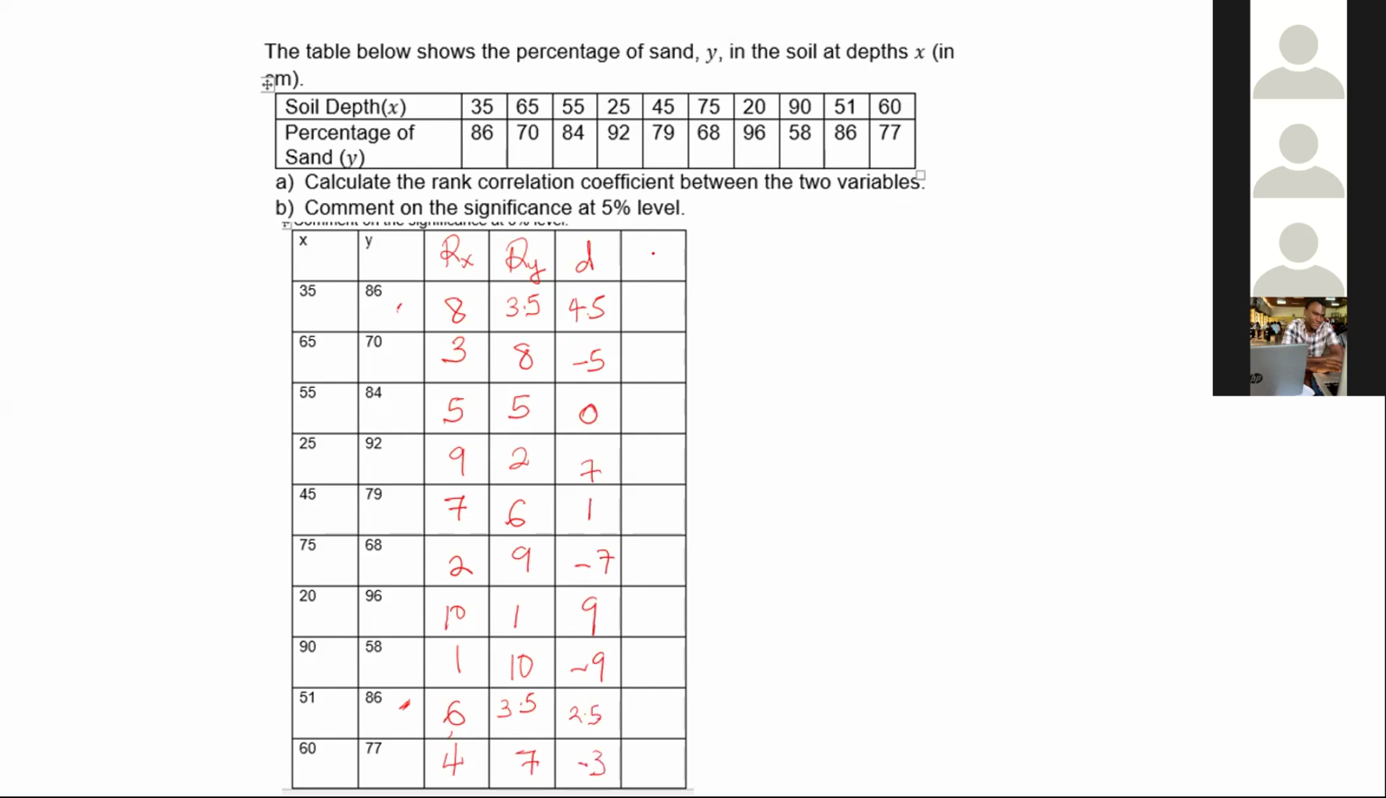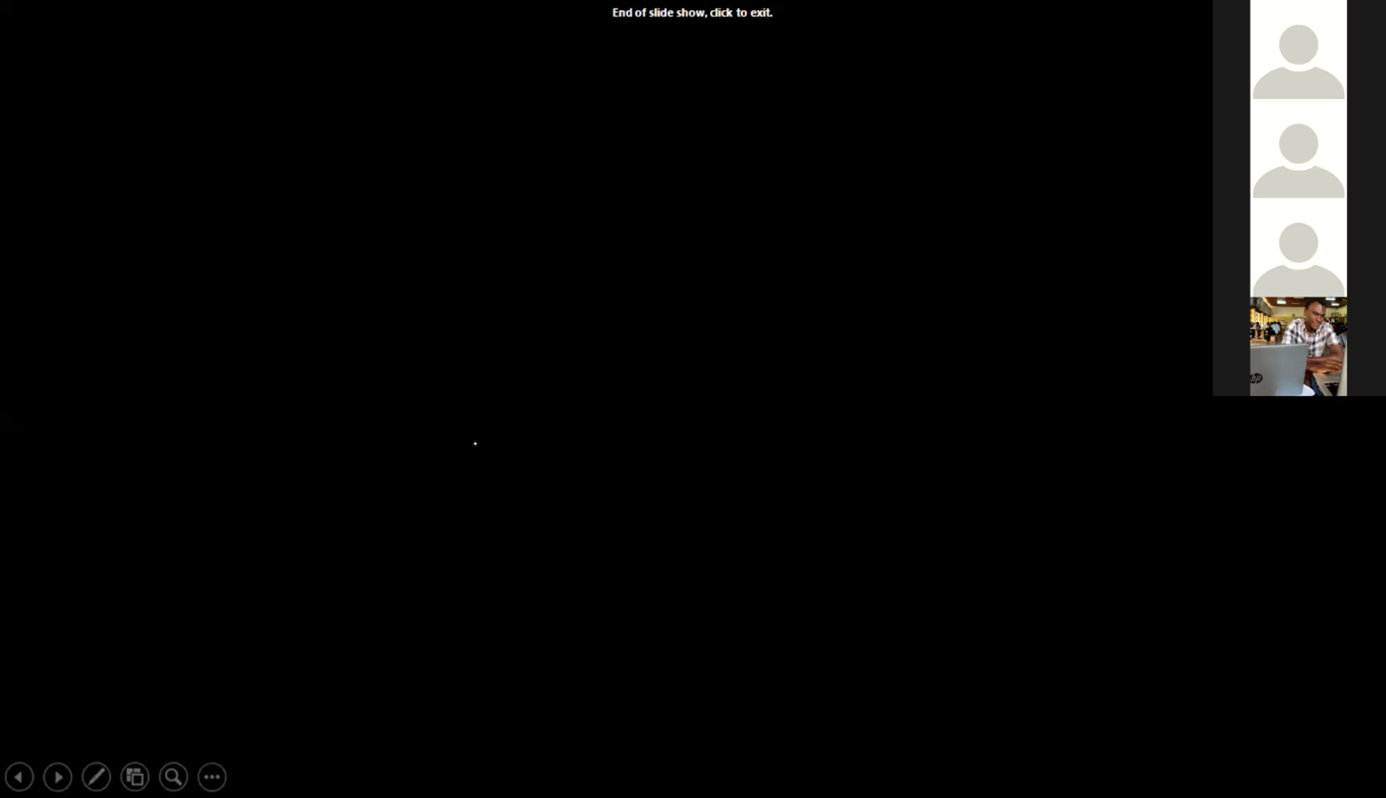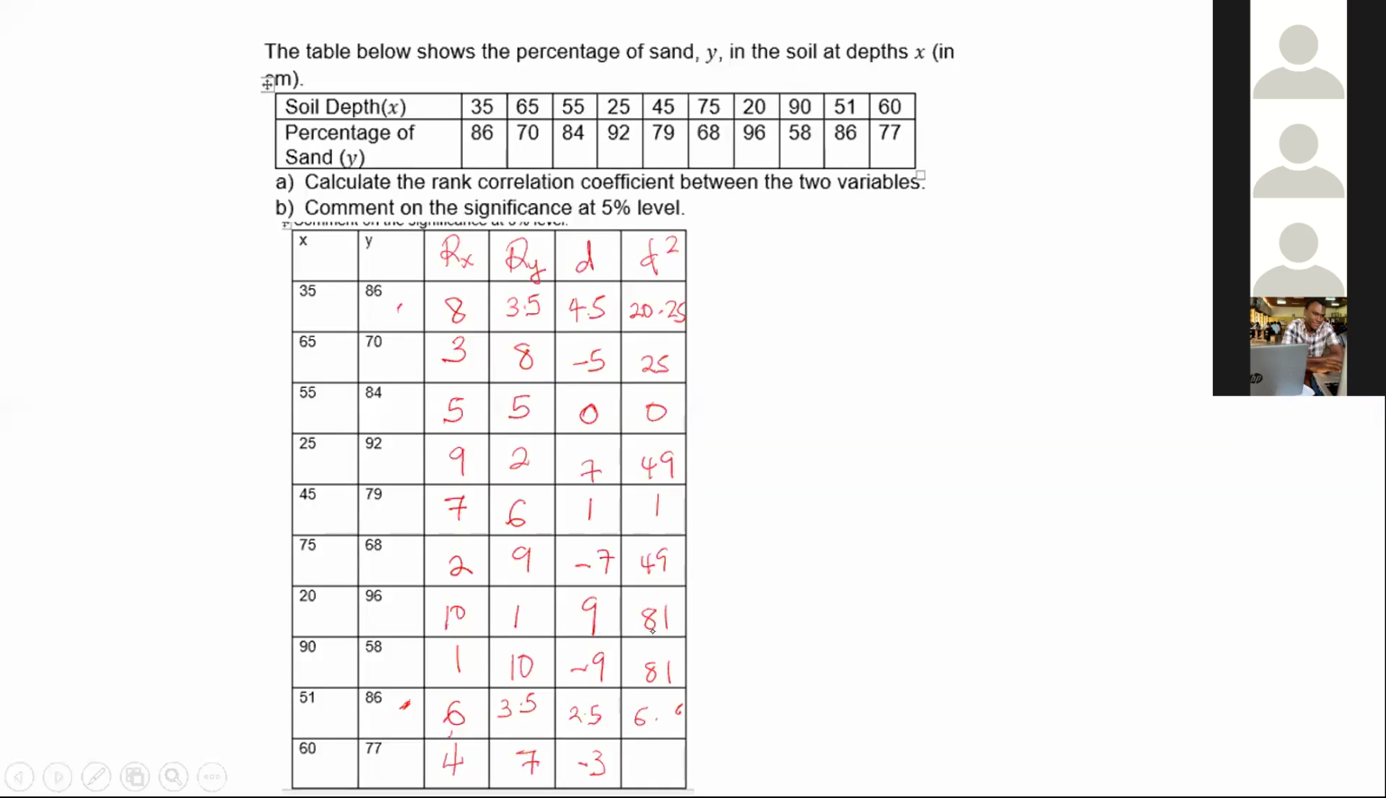Then next we are going to take the squares of the differences. And then here we shall have 4.5 squared, which is 20.25. -5 squared is 25. This is a 0, 49, 1, 49, 81, 81. Then 2.5 squared is 6.25, and then 9 here.